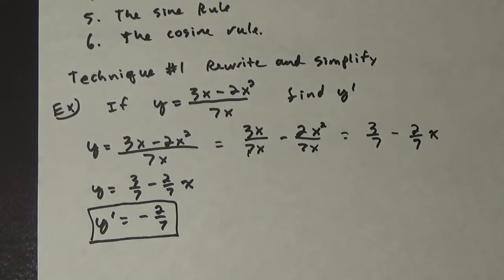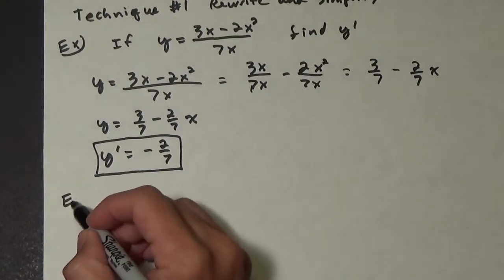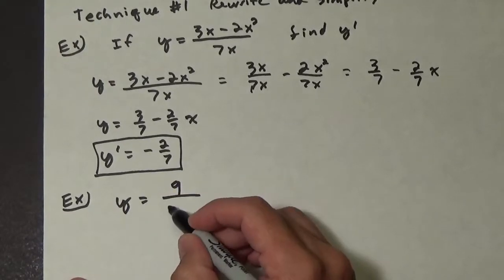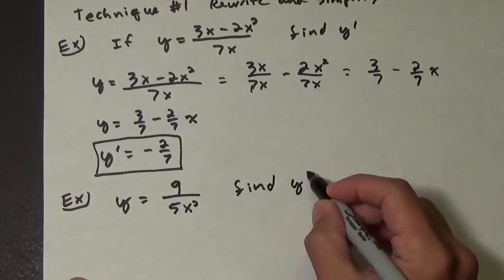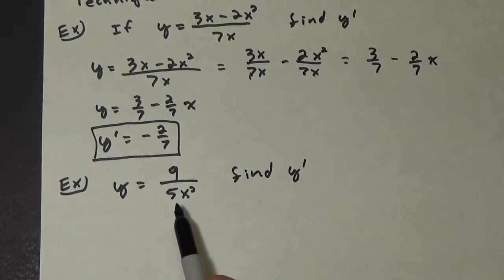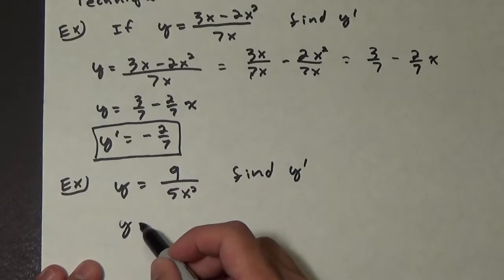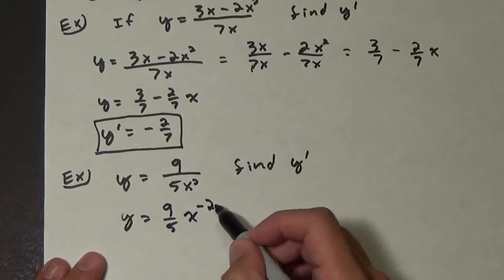Let's try a couple more of these where we use our new technique. So for this example, let's say we have y equals 9 over 5x squared, and we want to find y prime. Again, this is something that would be hard to take the derivative of. But if we do a quick rewrite, it becomes a lot easier. So we rewrite it to be y equals 9/5 times x to the negative 2.